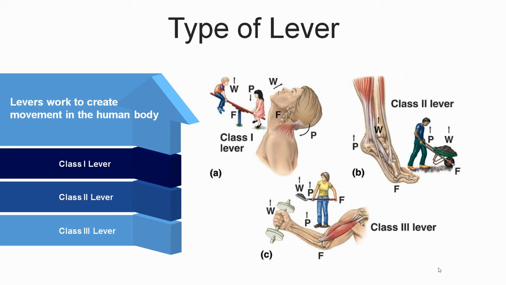Types of levers. Levers work to create movement in the human body. Bones, ligaments, and muscles are the structure that forms levers in the body to create human movement.